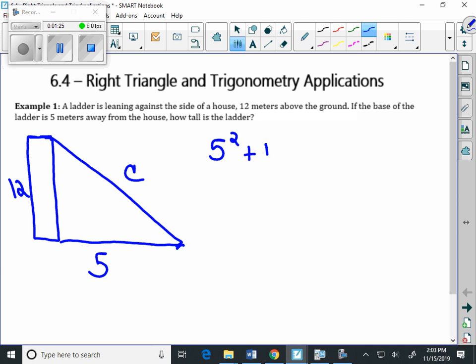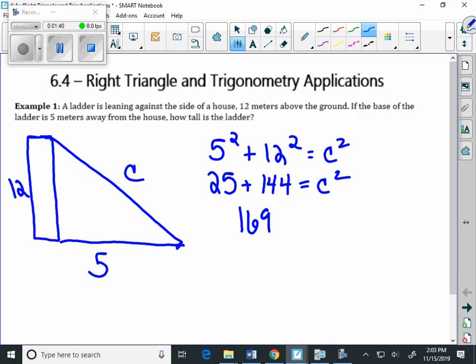5 squared plus 12 squared equals C squared. And we get 25 plus 144 equals C squared. And 25 plus 144 is 169 equals C squared. And use decimals, use your calculator, but we can take the square root of both sides. And that's going to give us how tall the ladder is, which in this case is 13 meters.